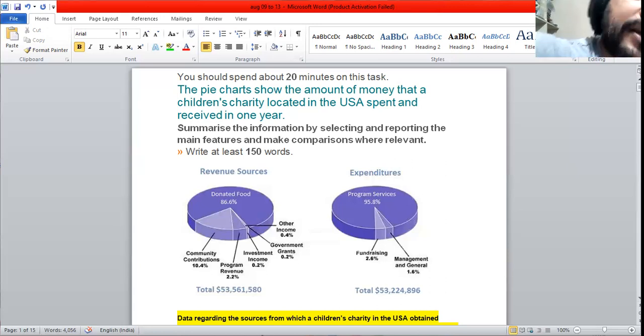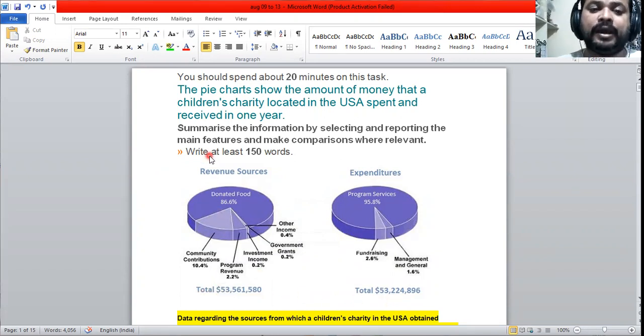So what exactly is the comparison? It is the comparison of the income, that is the revenue, for a charity firm, a children's charity firm. Another is how they are spending the money on various purposes. So this is compared. We also have the total amount. You can see the total amount mentioned there at last. Here it is, and here it is.